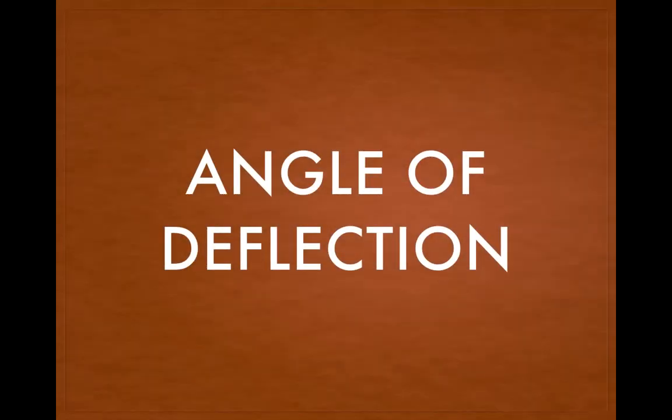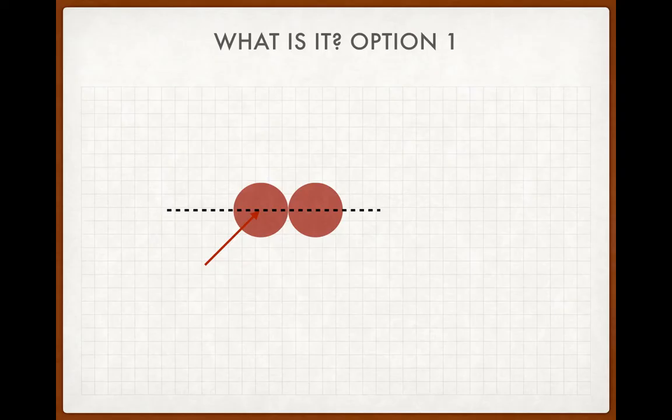Video on angle of deflection. So first off, what is it? Well, here's the first option. We have a sphere on the left travelling towards the top right. Its velocity is described according to that red vector there.